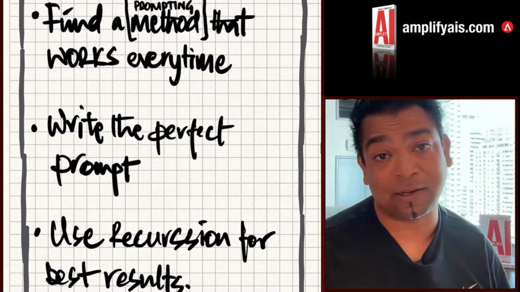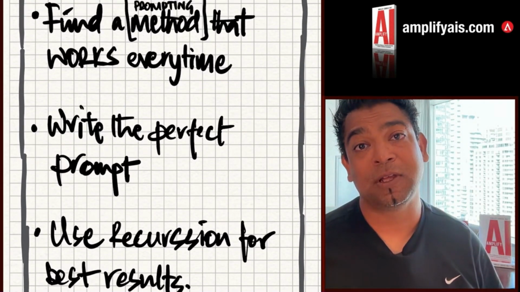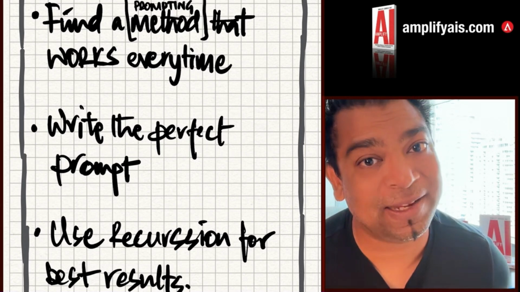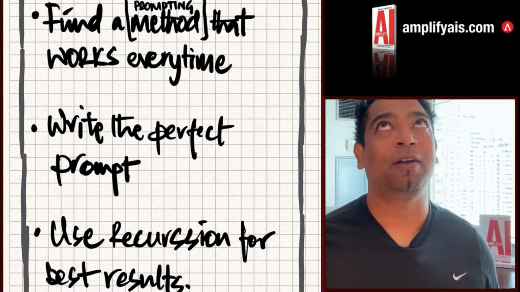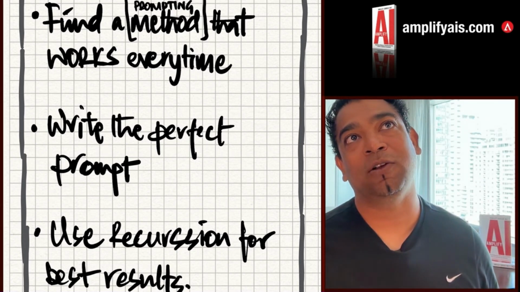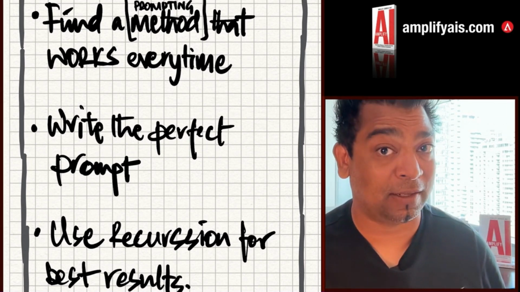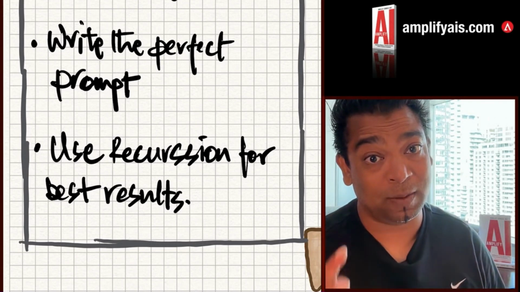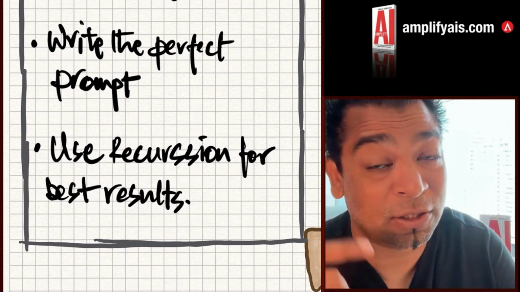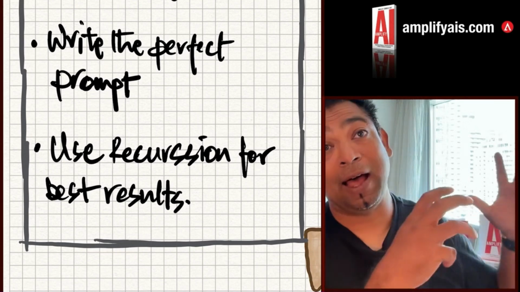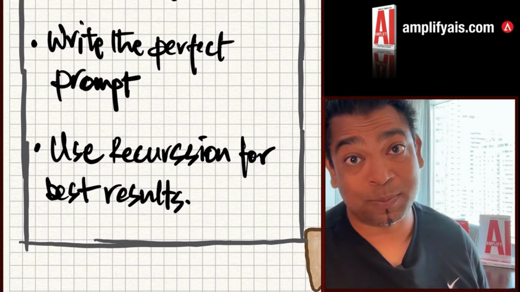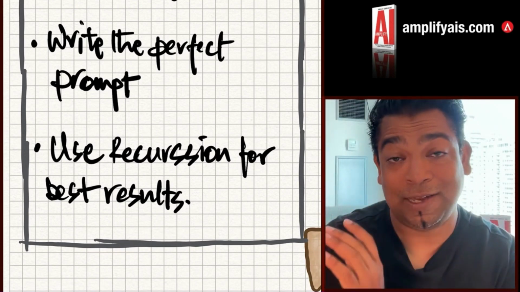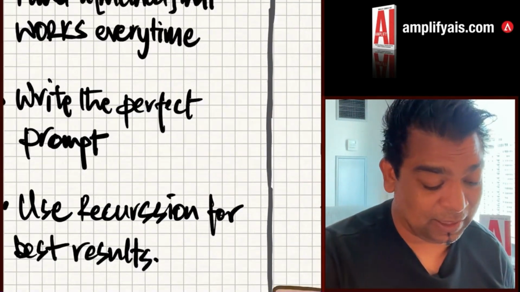The next is that writing the perfect prompt is not something that exists. When you think about writing the perfect prompt, you can only write with a certain amount of context, and then you've got to layer that context. That's why the third part is really important. You've got to use recursion for better results. Make the output of the last prompt the input to the next one. I'll talk about that in the episode.